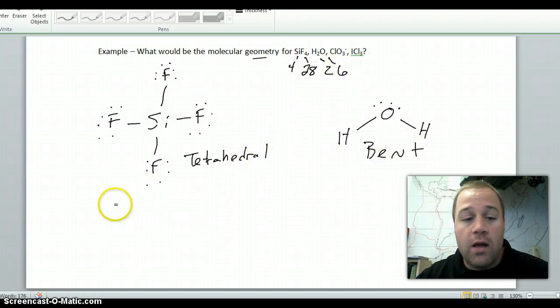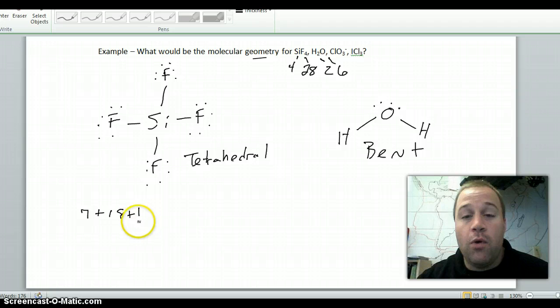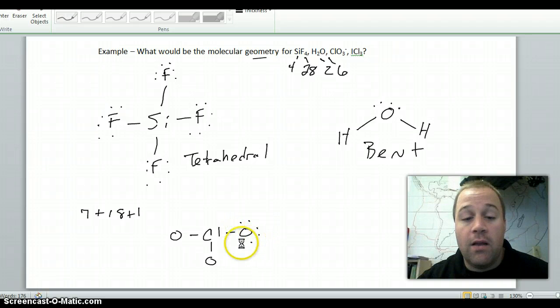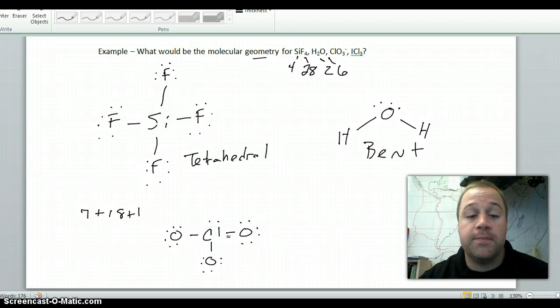ClO3 minus: chlorine has 7, oxygen has 6 times 3 is 18, and we add 1 more because it's a negative, so we have 26 to work with. So again, you put chlorine, oxygen, oxygen, oxygen. So we've used 6, so there's 7, 8, 9, 10, 11, 12, 13, 14, 15, 16, 17, 18, 19, 20, 21, 22, 23, 24, 25, 26.